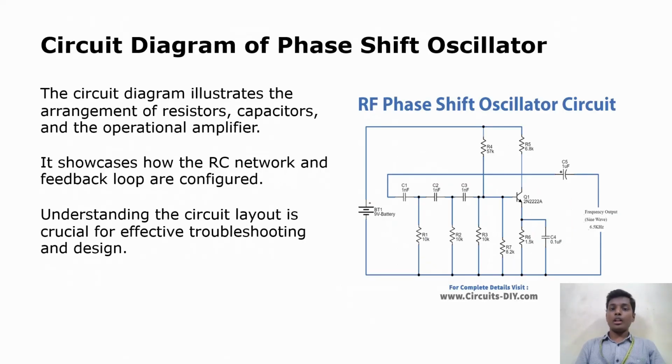Circuit diagram of phase shift oscillator. The circuit diagram illustrates the arrangement of resistors, capacitors and the operational amplifier. It showcases how the RC network and feedback loop are configured. Understanding the circuit layout is crucial for effective troubleshooting and design. This is the RC phase shift oscillator circuit.